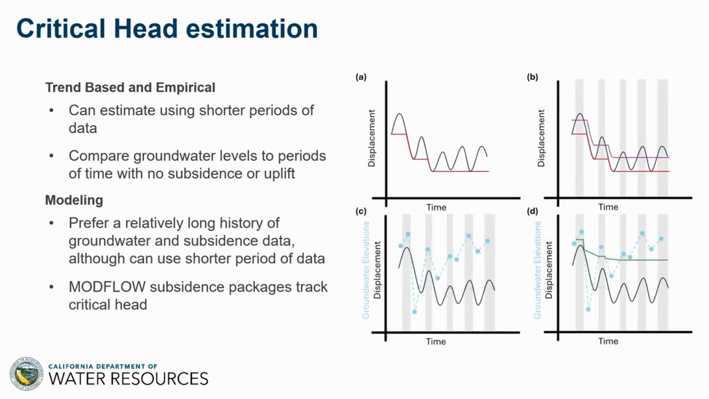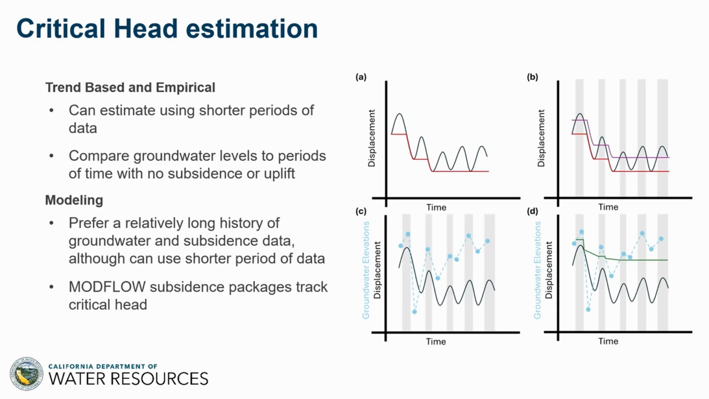The second non-modeling critical head approach is to use an empirical analysis. This method uses an empirical relationship between groundwater levels and subsidence data to estimate critical head values. Estimates of critical head can be made using time series of displacement and groundwater level records. This empirical method identifies time periods where displacement is elastic, or again recoverable, and identifies the groundwater level during these periods. And there are two parts to this analysis.